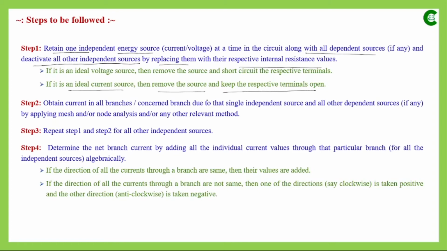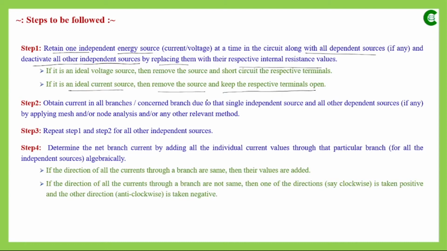Now suppose through any branch, if we see that the individual currents that we have found are flowing in the same direction, then we'll simply add all those values. But if all those currents are not flowing in the same direction, then current direction can be of two types: either it will flow in clockwise direction or anti-clockwise direction. So we will choose either direction as positive, clockwise or anti-clockwise, and the other direction we will take as negative.